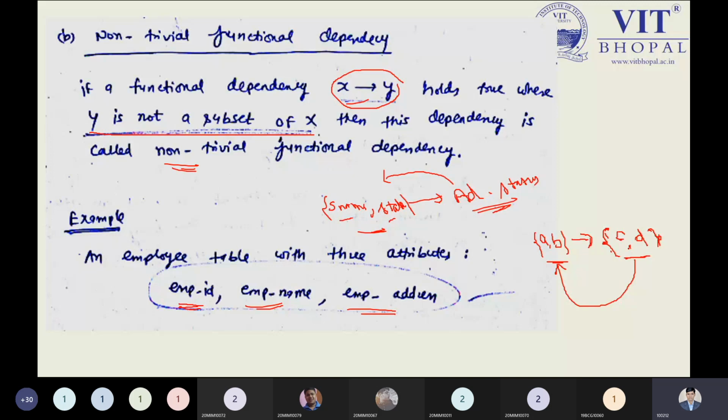C and D, or the combination of C and D, is not part of the AB set of attributes. So this stands as a non-trivial functional dependency. So this is an example. I can write another example: A comma B, that are the attributes, and that determines C. So again, this depends on this one, but C is not part of the A and B set of attributes. So this is the example over here.